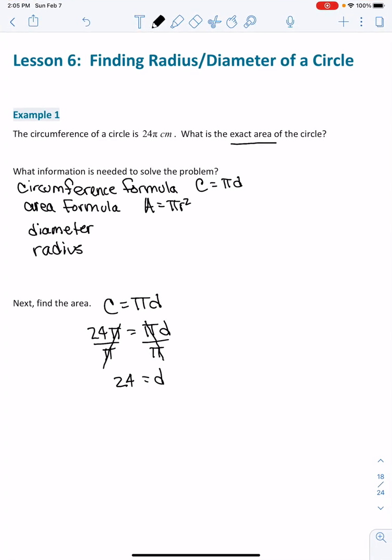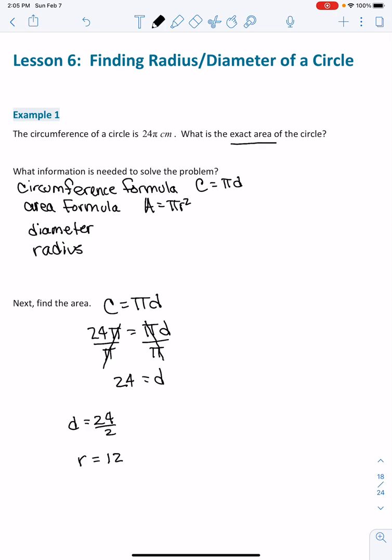And remember, if I have the diameter, I can divide that diameter by 2. So my diameter is 24. And if I divide that by 2, I get my radius. Therefore, my radius is 12.